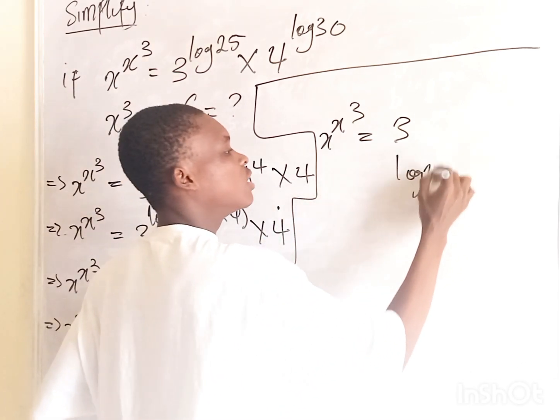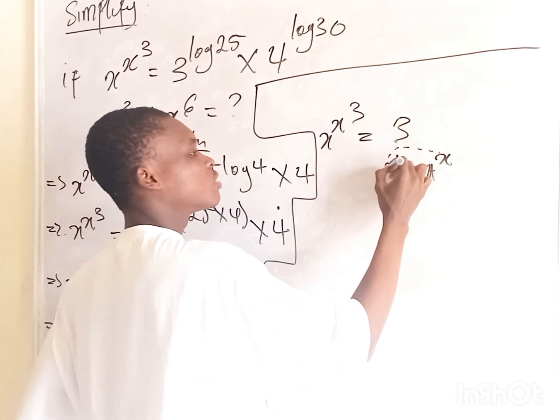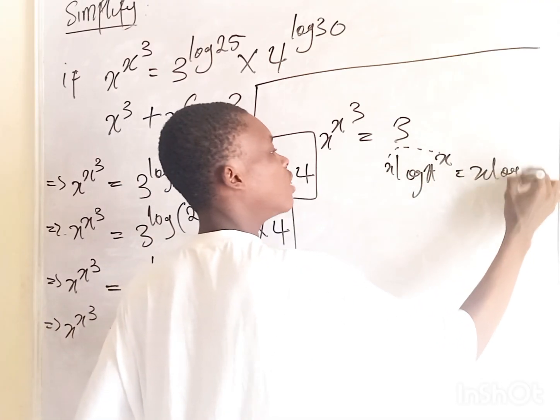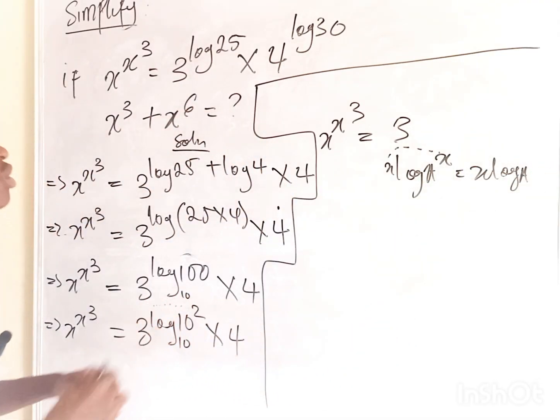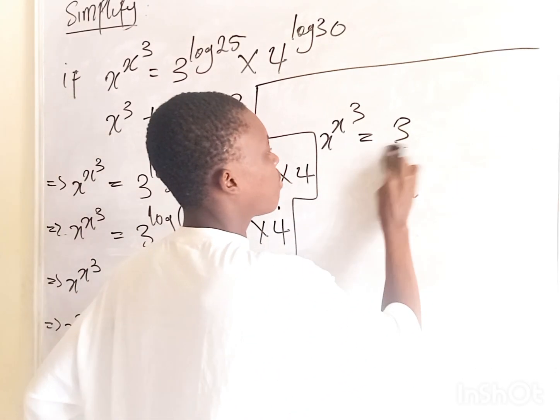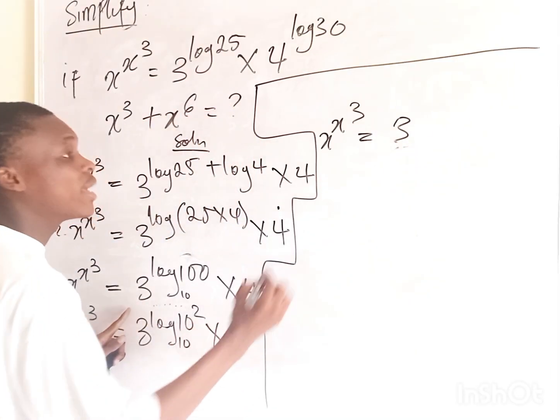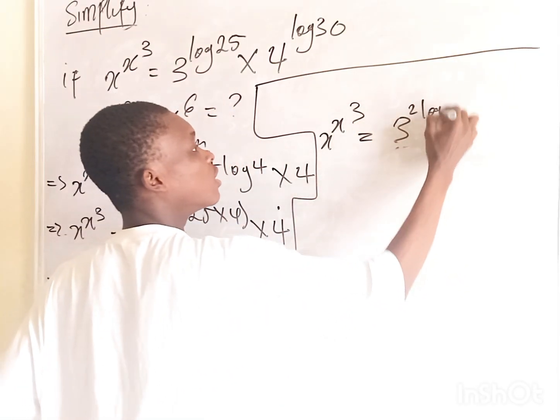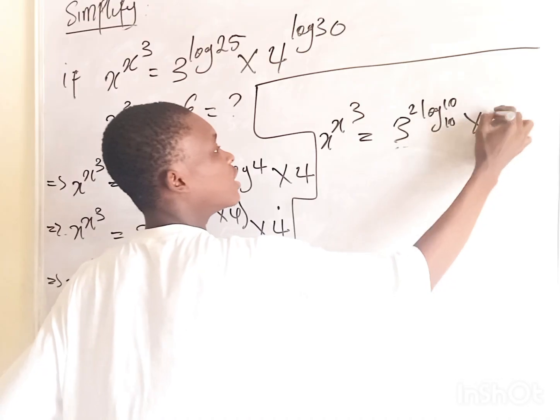when the log is raised to a power, the power can be used to multiply the log itself. So it becomes log a. So the power can be used to multiply the log itself. So from here, clearly, what can we see? This power here can return back on log 10 base 10 times 4.